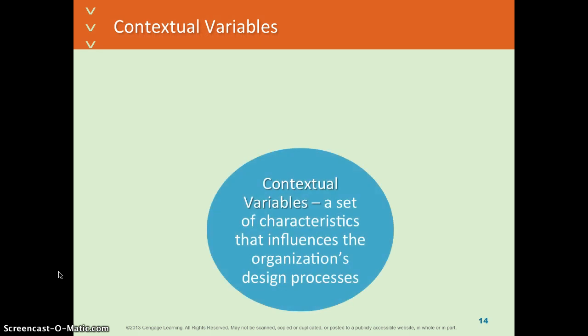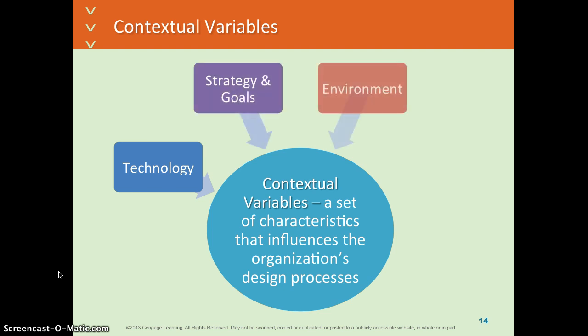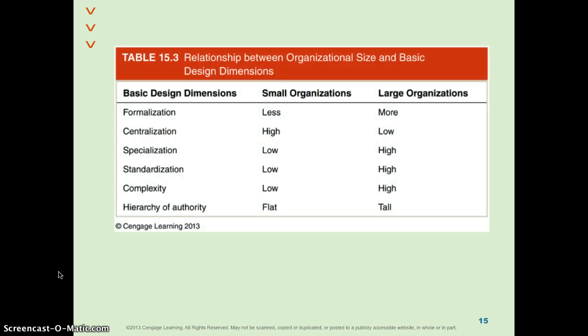Contextual variables. They're things that influence how you're going to design your organization structure. Technology, strategy and goals, environment, and size. If I look at different sections on formalization, centralization, the different dimensions, smaller organizations versus larger organizations, which ones they'll have more of. If I'm a large organization and formalization, which is by definition rules, I'm going to have more in my large organization than my smaller. My standardization in a small organization will be lower, where I'll probably have more standardization in a larger organization.